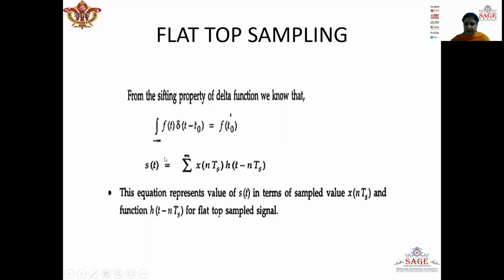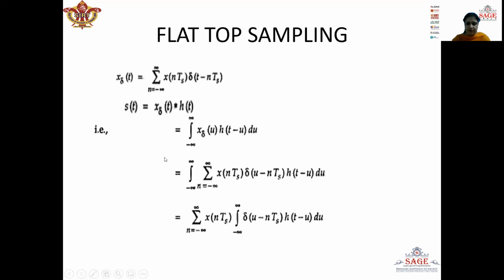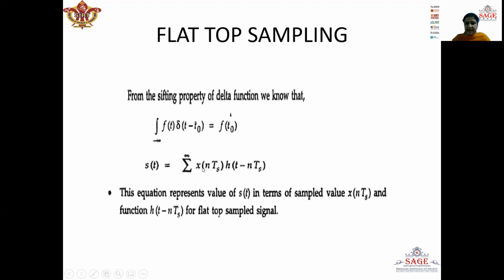Now, using this property and the previous equation, when I consider this integration, I see that this impulse function is located at nTs. So when I evaluate this product, h(t minus u) will be evaluated at u equal to nTs. So here I will get the summation of x(nTs) h(t minus nTs).